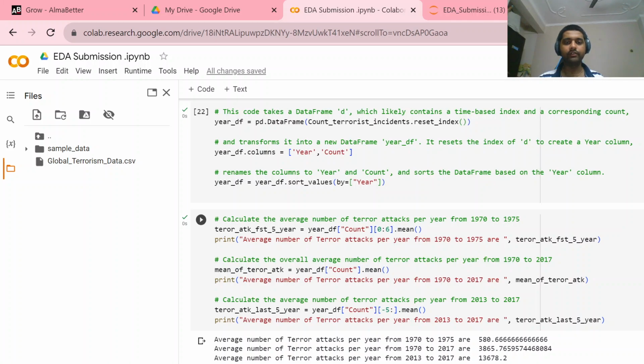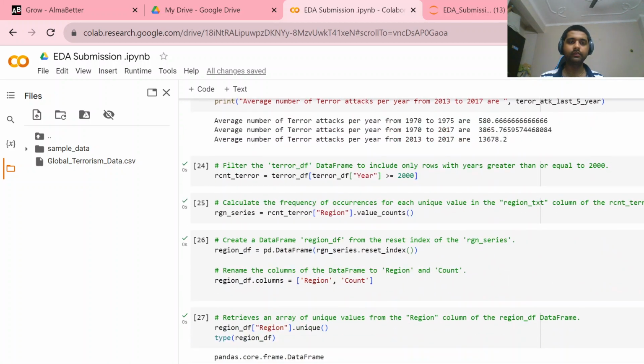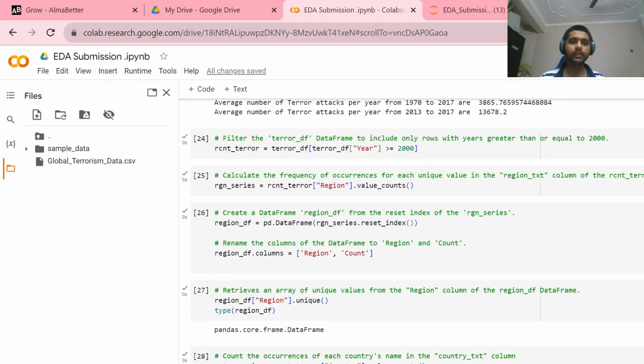In the starting 5 years it is 580, and in the final 5 years, it is 13,678, and the mean of 1970 to 2017 is 3,865. We see that it is increasing, and we make a data frame for the recent terror attacks where we only consider the attacks that occurred from the year 2000 to 2017.